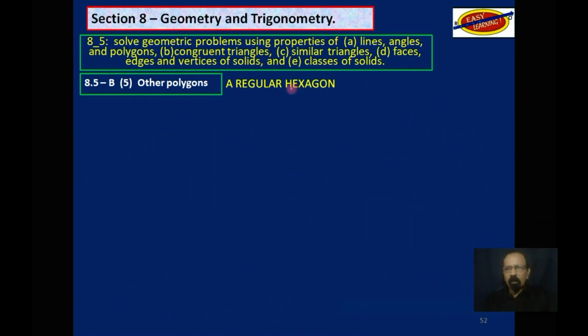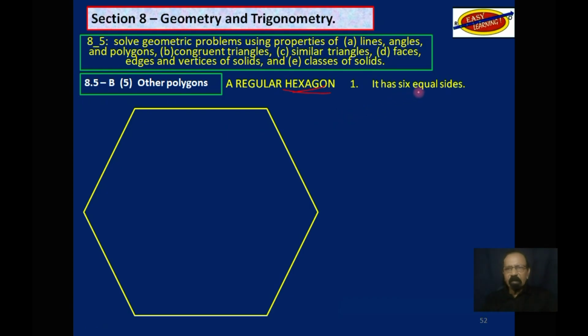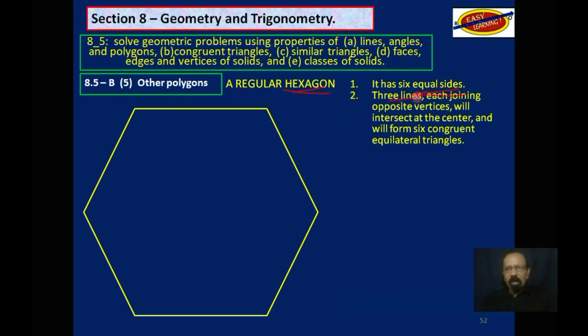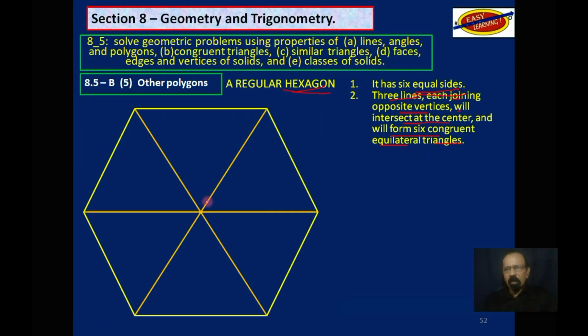Now let's look at a regular hexagon. It has 6 equal sides. 3 lines, each joining opposite vertices, will intersect at the center and will form 6 congruent equilateral triangles. So let's put in the 3 lines. That one, and that one. What do we get? 6 identical equilateral triangles.